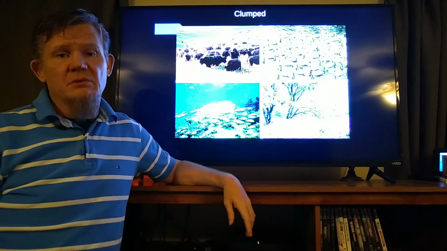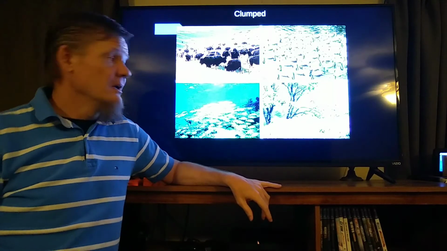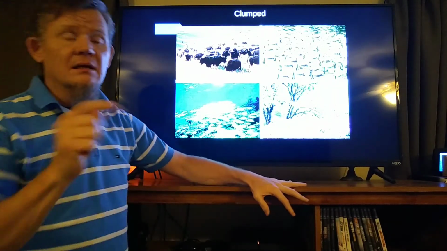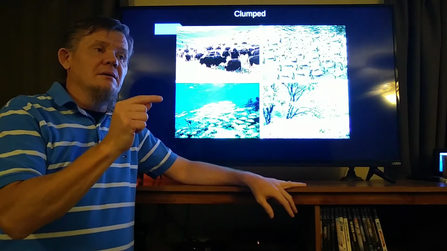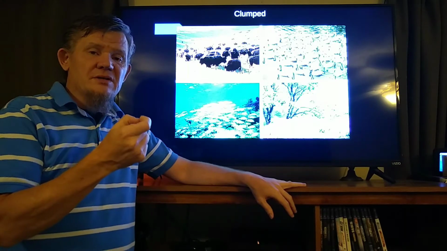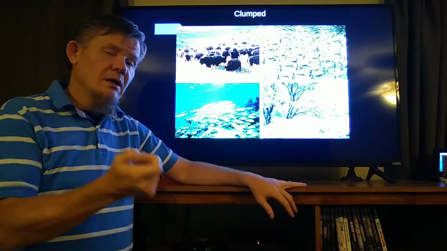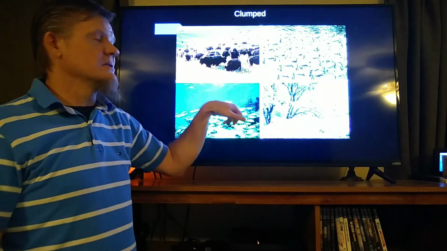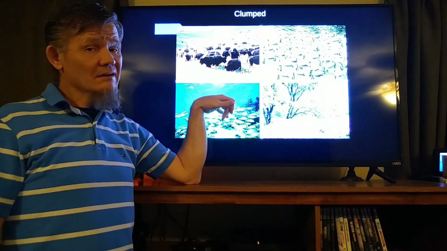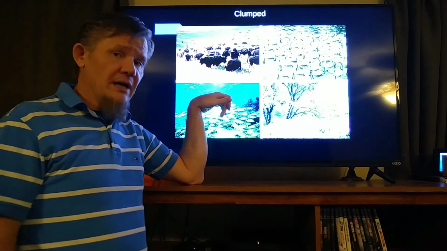Clumped distribution is the most common distribution pattern for not just animals, plants also. And again, the clumping, if we're talking about plants, very often they're going to be clustered around a resource, and for plants, that resource is water. Animals can be clumped for other reasons. A lot of times we're talking about prey, they're going to be clumped for safety. But they can also be clumped around a resource.